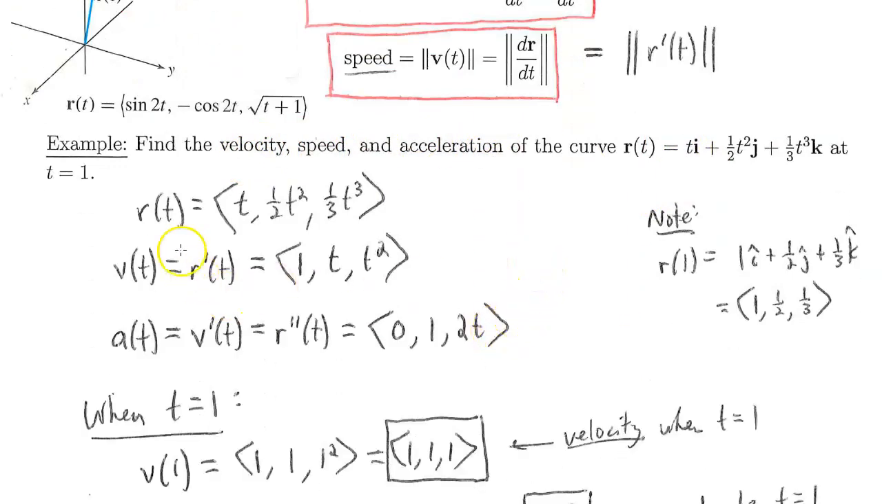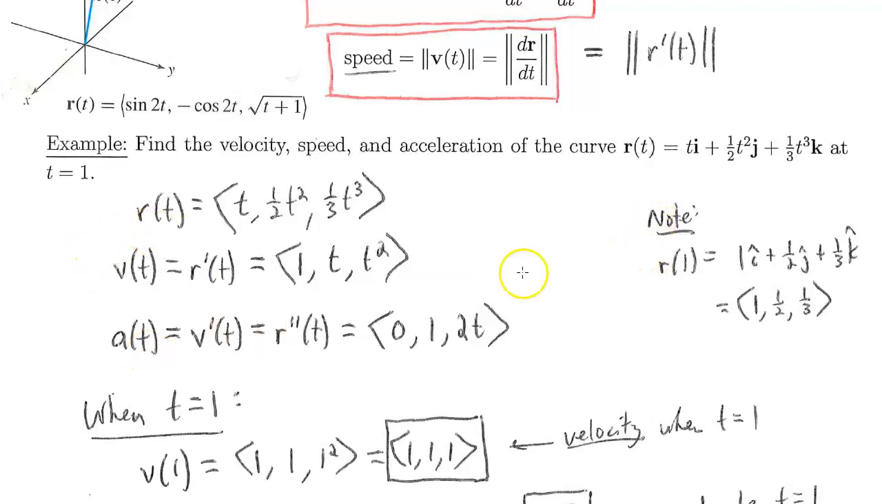By the way, let's write this as r of t equals t, 1/2 t squared, 1/3 t cubed. I've written it in the bracket notation instead of the ijk. So what's your velocity? Well, your velocity is r prime of t, the derivative of the position function. The derivative of t is 1. The derivative of 1/2 t squared is just t. And the derivative of 1/3 t cubed is t squared. Now your acceleration will be v prime. It's a change in velocity, which is really r double prime. So what's the derivative of this? The derivative of 1 is 0, the derivative of t is 1, and the derivative of t squared is 2t. So we have our position, velocity, and acceleration vectors.